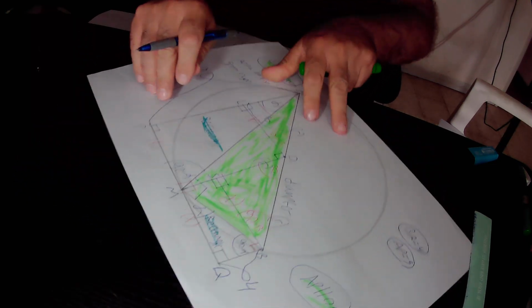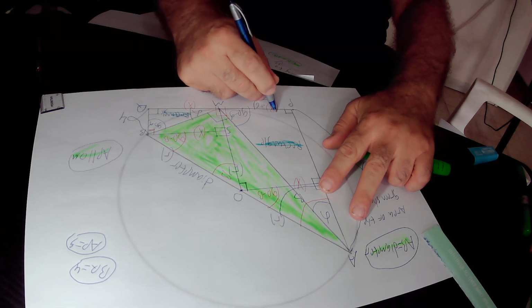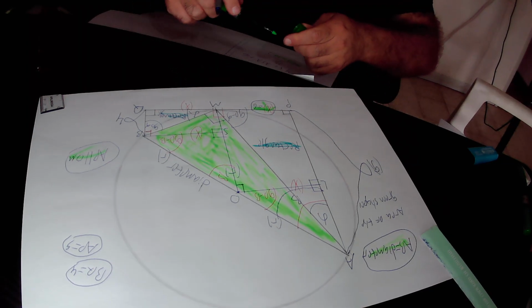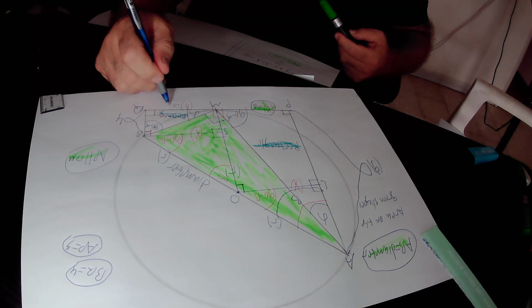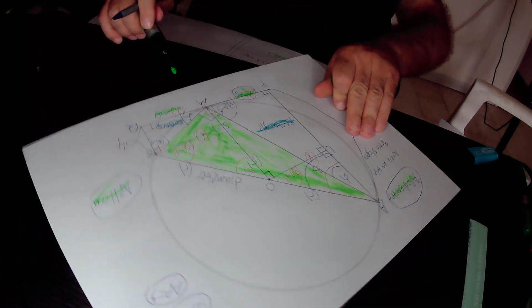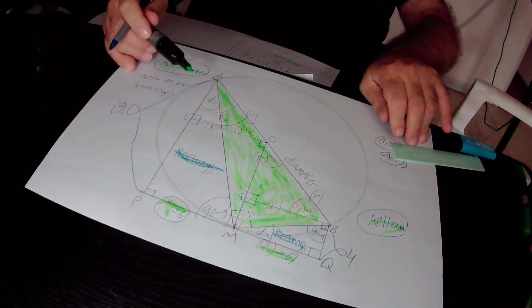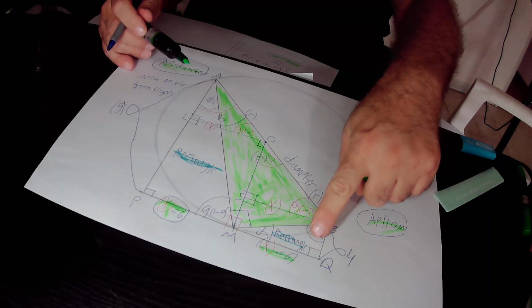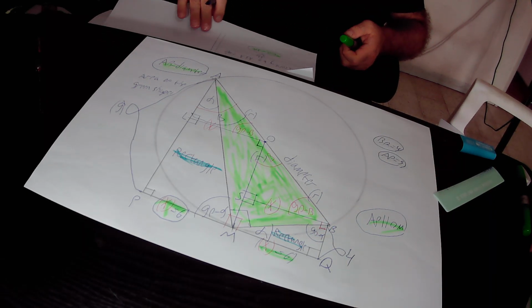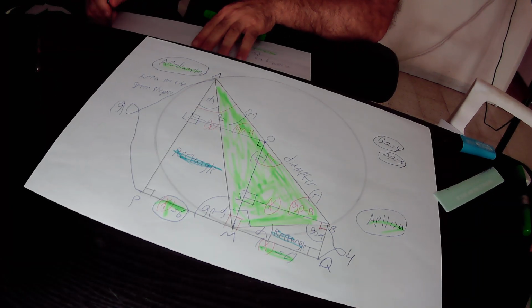We have x equals 6, and here also x equals 6. In the next step, we will apply the Pythagoras theorem on this small right triangle BMQ. According to the Pythagoras theorem, in any right triangle, the square of the hypotenuse equals the sum of the squares of the perpendiculars.